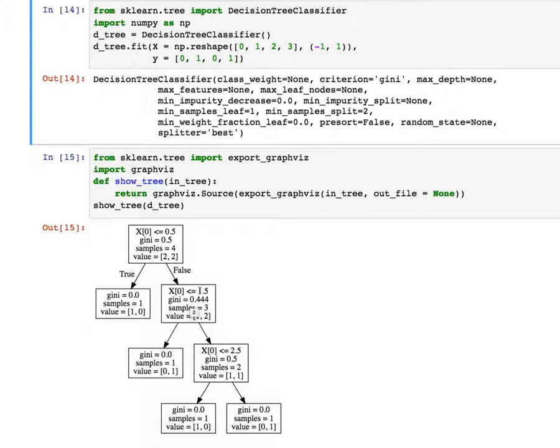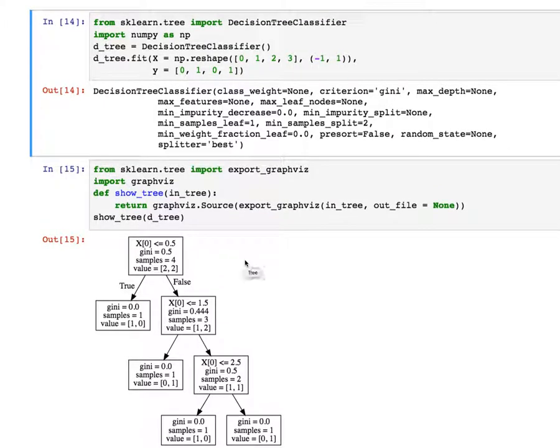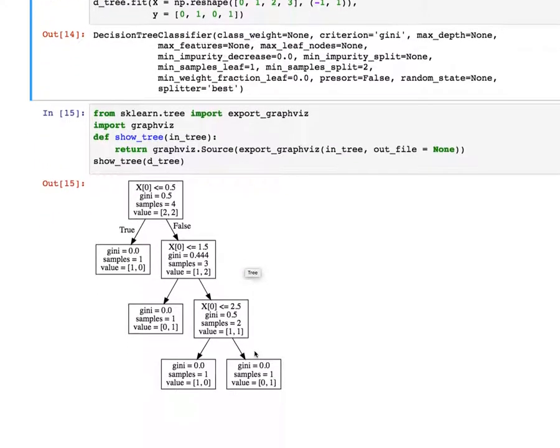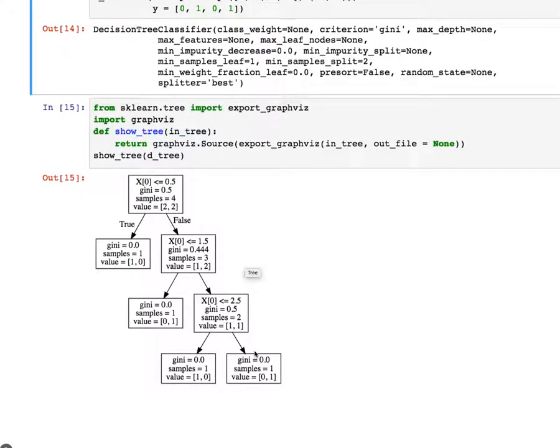And then we see if it's less than 1.5, it goes this way. If it's greater than 1.5, it goes this way. If it's less than 2.5, it goes this way. If it's greater than 2.5, it goes this way. And so basically what this has done is this has taken our 0, 1, 2, 3, and it's transformed it into a list of rules that we can look at and apply to the data.